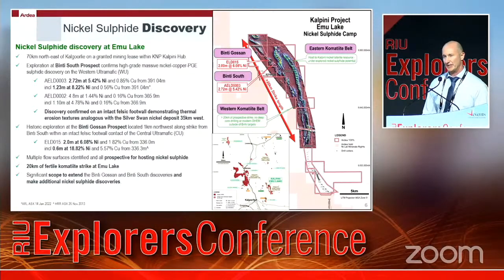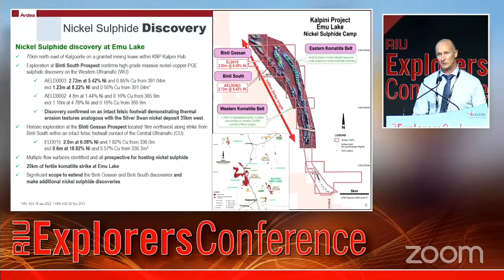So if we look at our Kalgoorlie project, just 70 kilometres northeast of Perth, we'll see there's an eastern and a western belt. The eastern belt hosts our laterite resources, and that's why this discovery was able to be made on granted mining leases.